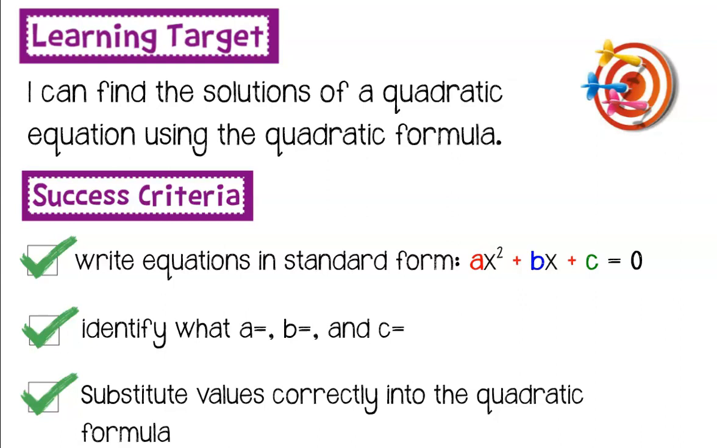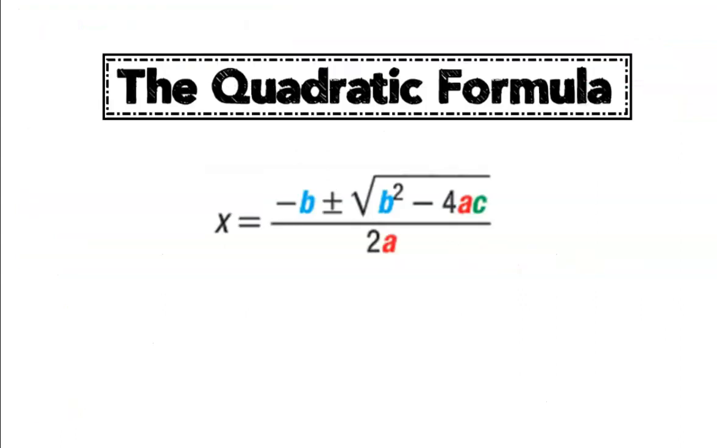In order to be successful, you need to be able to write equations in standard form. You need to be able to identify what the a, b, and c values are, and you need to substitute those values correctly into the quadratic formula, which will be provided to you. So this is the quadratic formula. I know it looks pretty complicated, but it really is just a small puzzle where you put the numbers in the right places and you will be able to determine the answer.